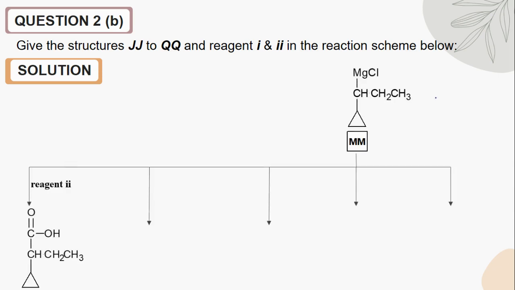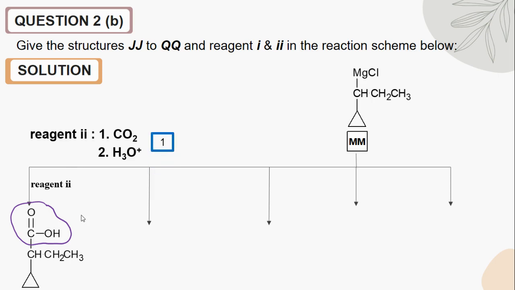And lastly, when the Grignard reagent reacts with reagent number 2, it produces a carboxylic acid. So in place of the Cl, now it becomes COOH. Reagent 2 has two parts. One is carbon dioxide, followed by number 2, hydrolysis. So both correct reagents give you 1 mark.